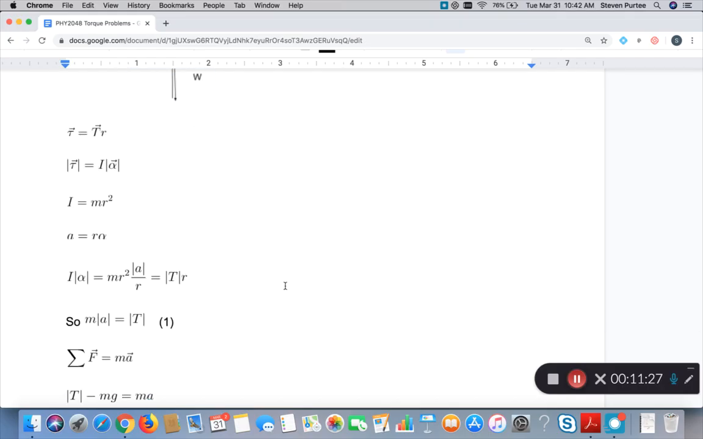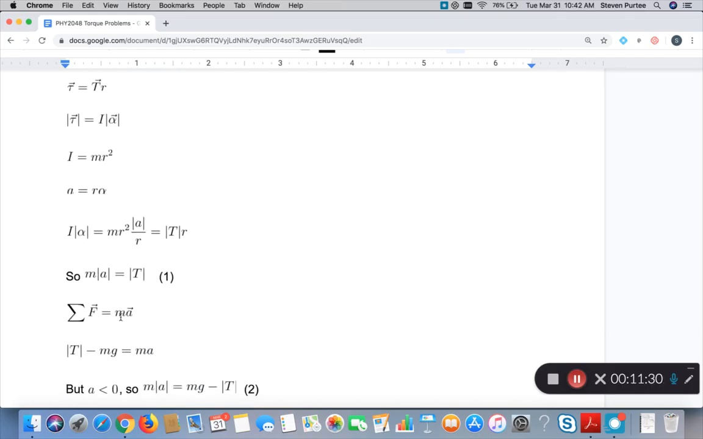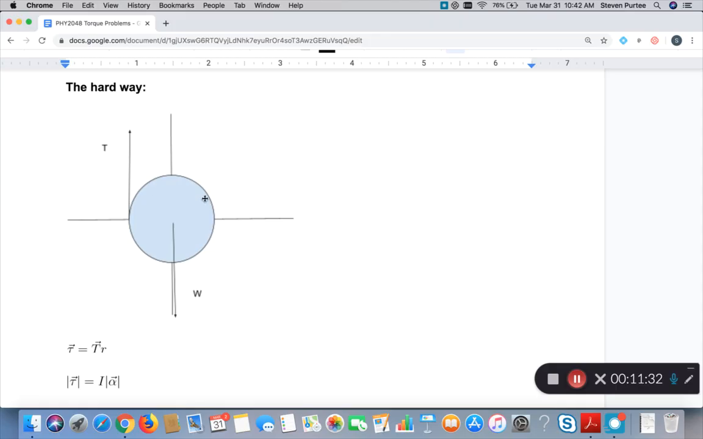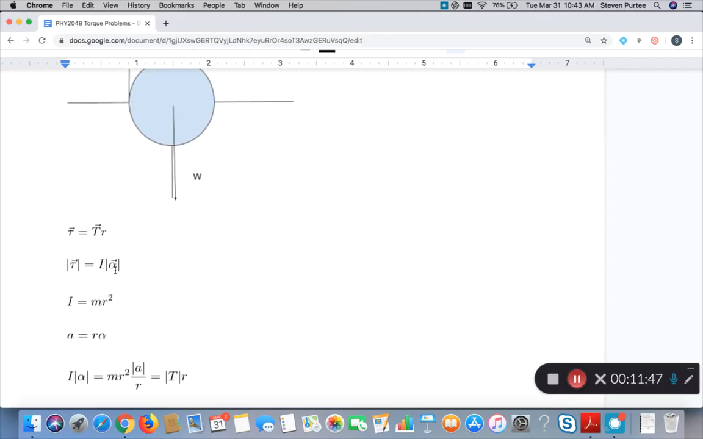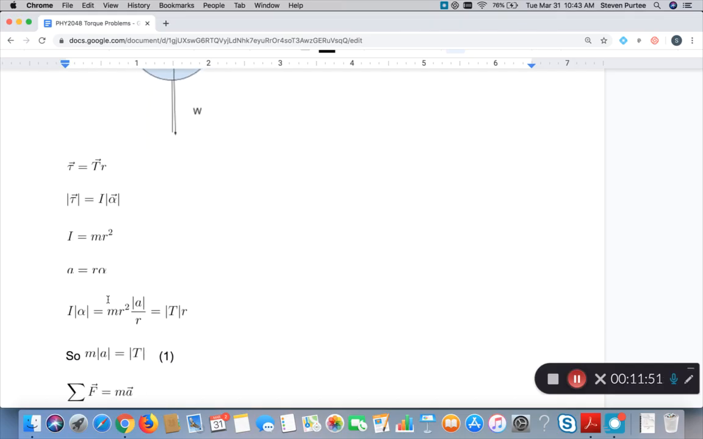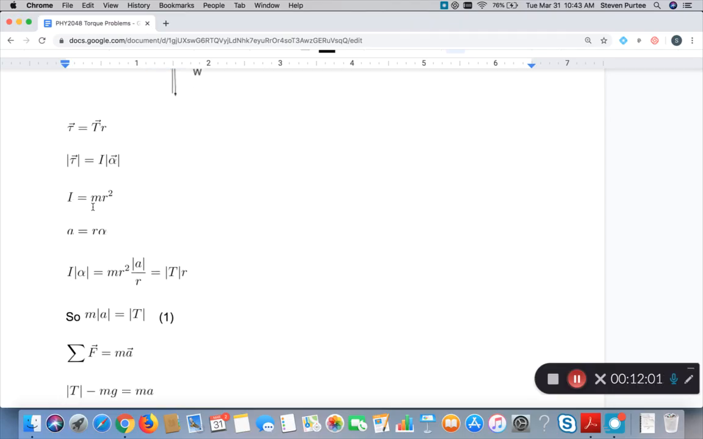The sum of the forces then will be the mass times the acceleration. But we also have a torque being applied that's going to make this thing rotate. Torque is the force, that tension there, times the distance, the radius of the hoop. But torque also equals I alpha. I we were given, it's mr squared. The tangential acceleration is always r alpha. So we can put all this together.